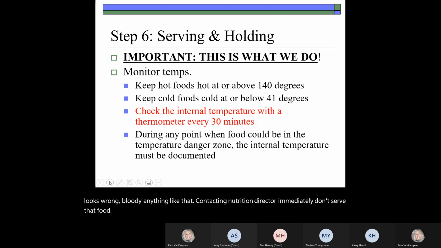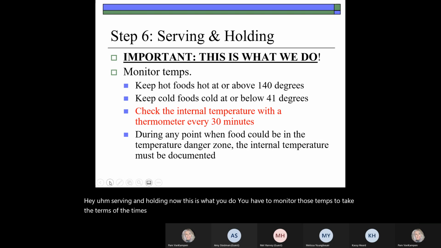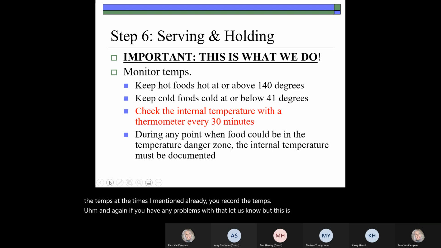Okay, serving and holding. Now this is what you do. You have to monitor those temps. You take the temps at the times I mentioned already. You record the temps. And again, if you have any problems with that, let us know. But this is a critical part of your job responsibility.